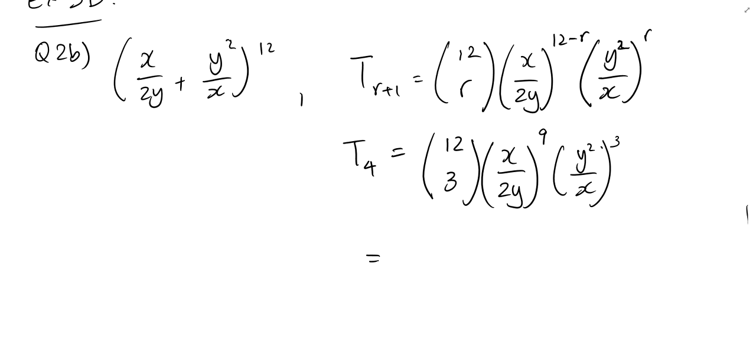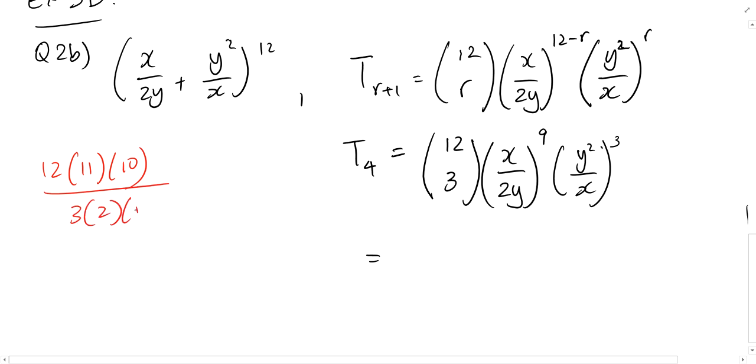That one, what is that called? General term. This is the specific general term for this question. That is the general term for (a plus b) to the power n. This is the general term for (x over 2y plus y squared over x) to the power 12. Okay? So now, 12 choose 3. How much is it? 12, 11, 10 over 3, 2, 1.